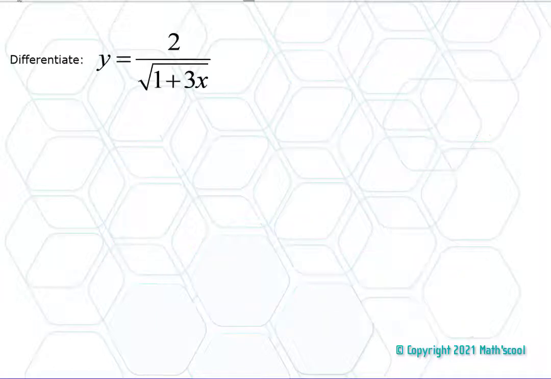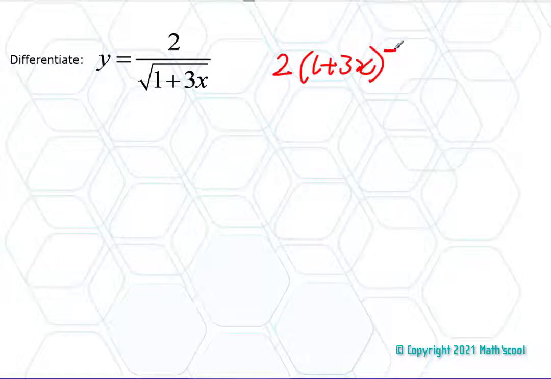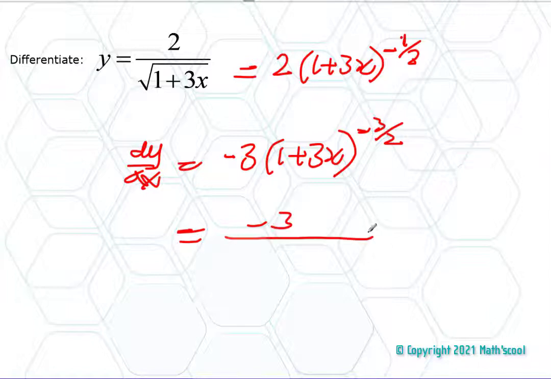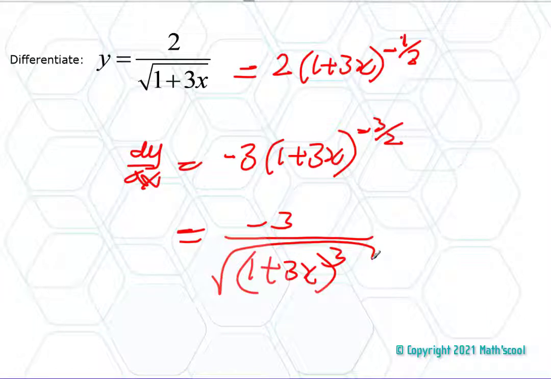Again, we can easily check that. So that's 2 times 1 plus 3x to the power minus a half. And so my dy by dx is going to be, the minus half will come down and multiply by the 2. So that's going to be minus 1. And then I have to multiply by the differential of the brackets. Minus 3, 1 plus 3x to the minus 3 over 2, which gives me minus 3 over 1 plus 3x cubed and square rooted.